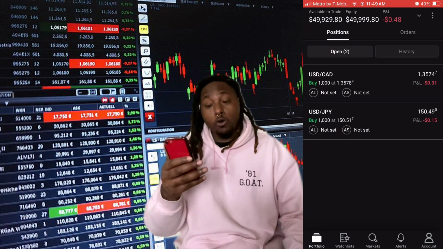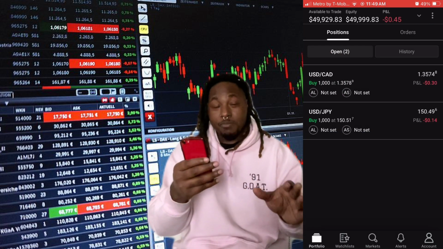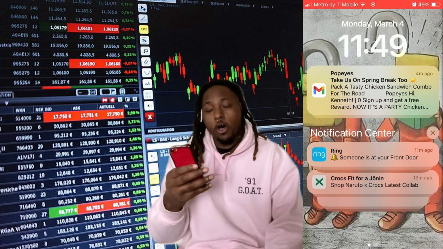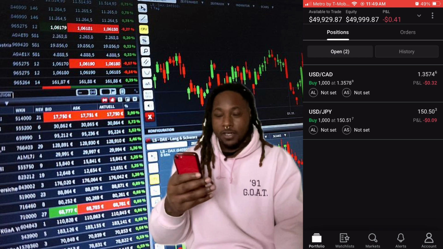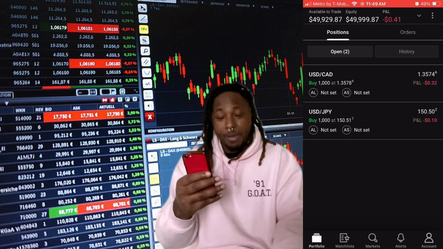It looked like I closed out of the buy because the market went down. I lost $1.87, so already now I'm in negative. So now I'm scrambling trying to get back.